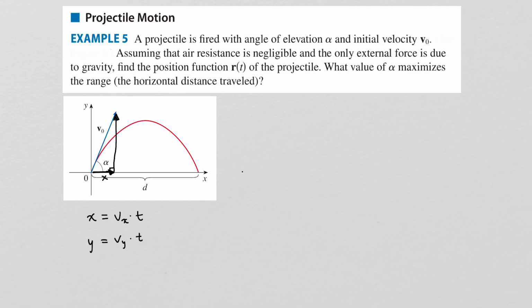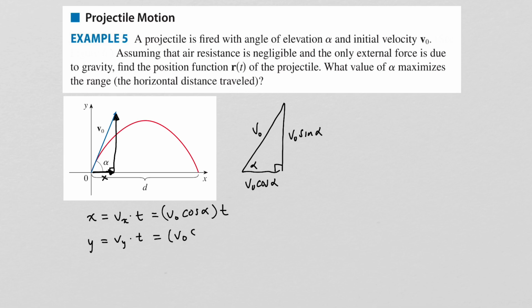So let's just increase the size of that triangle right there. We know that if this is a right triangle with angle alpha and this is v0, then the vertical one here is v0 times the sine of alpha and the horizontal one is v0 times the cosine of alpha. And so we can call this v0 cosine of alpha multiplied by t, and this one v0 sine of alpha multiplied by t. But this only accounts for the position due to the initial velocity.